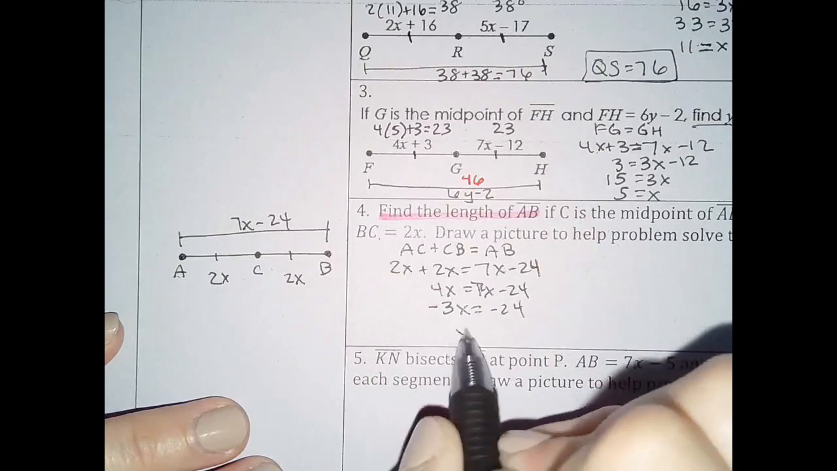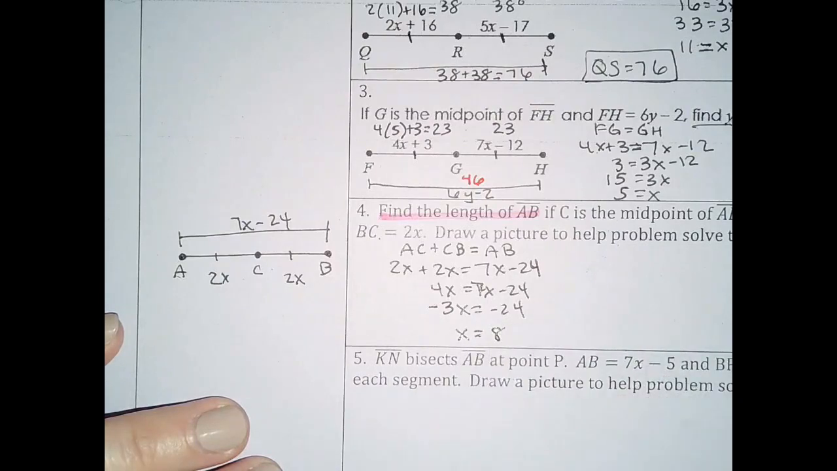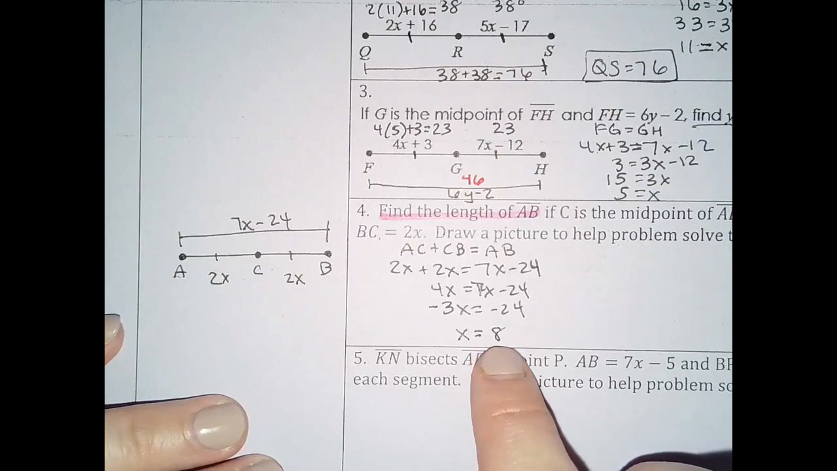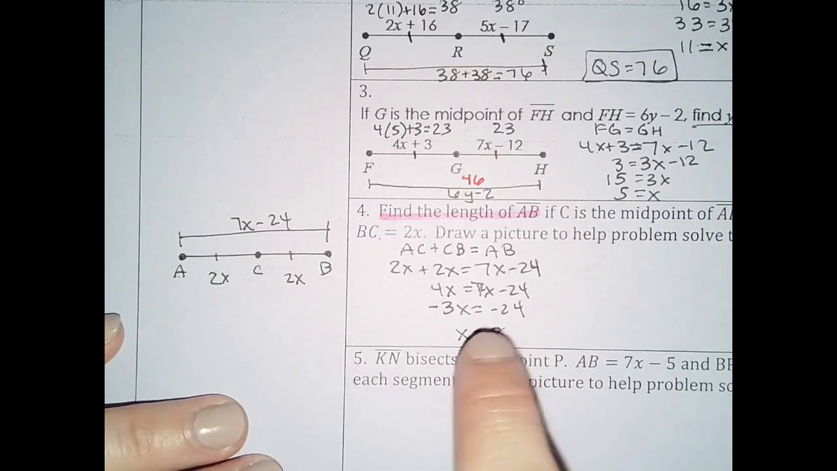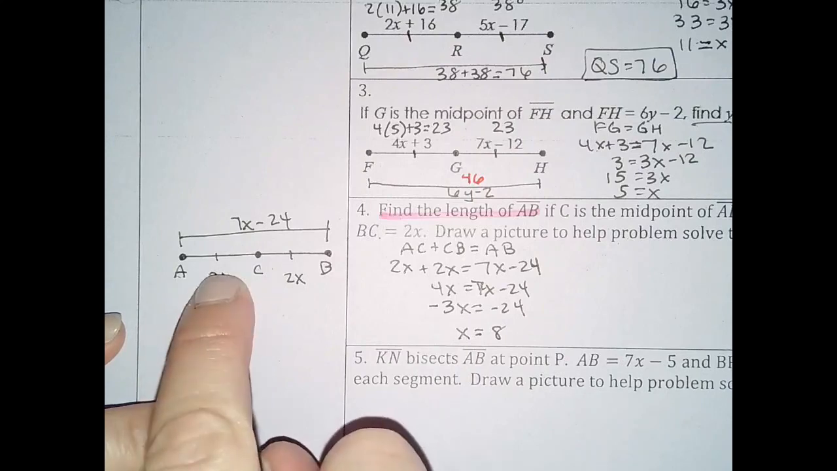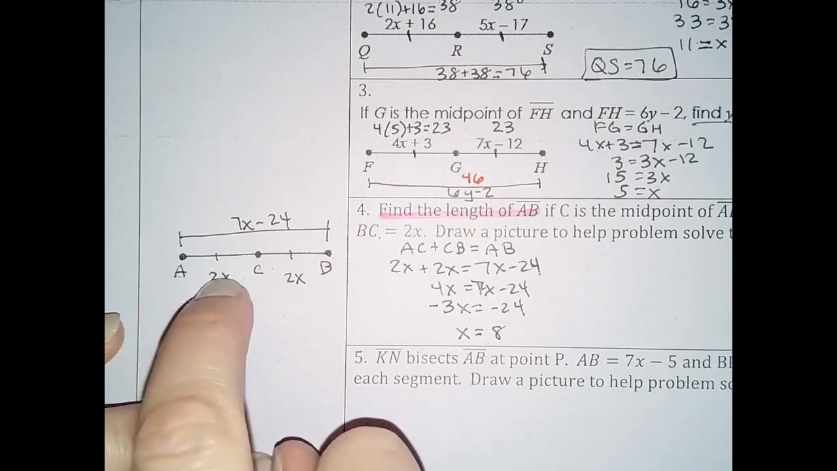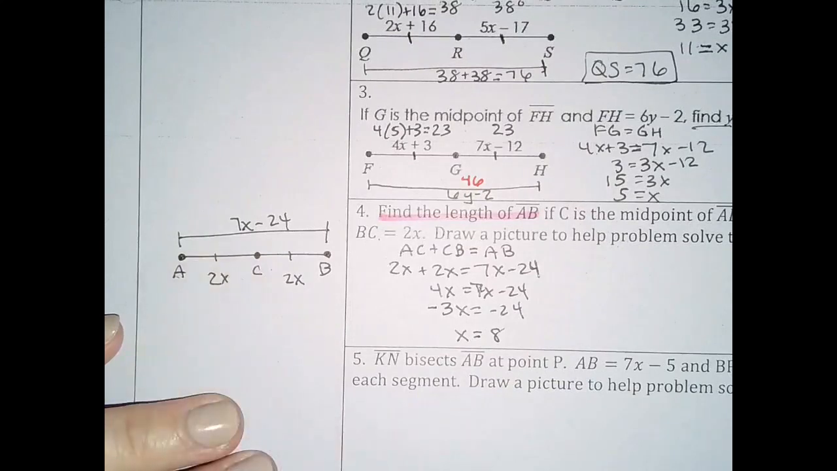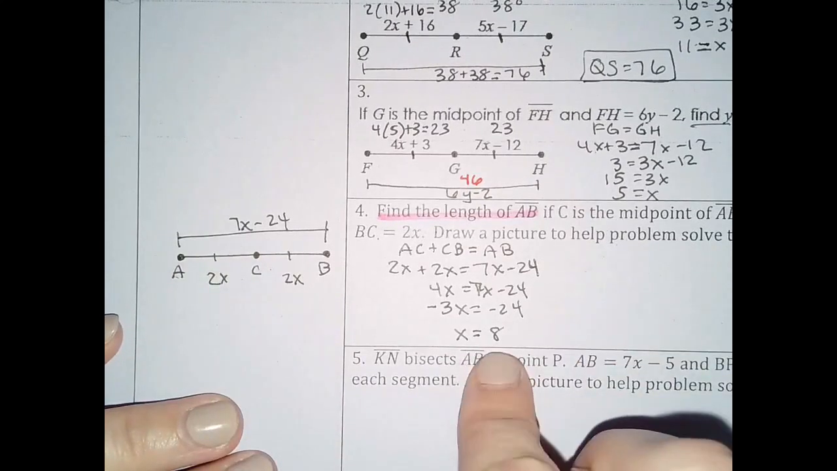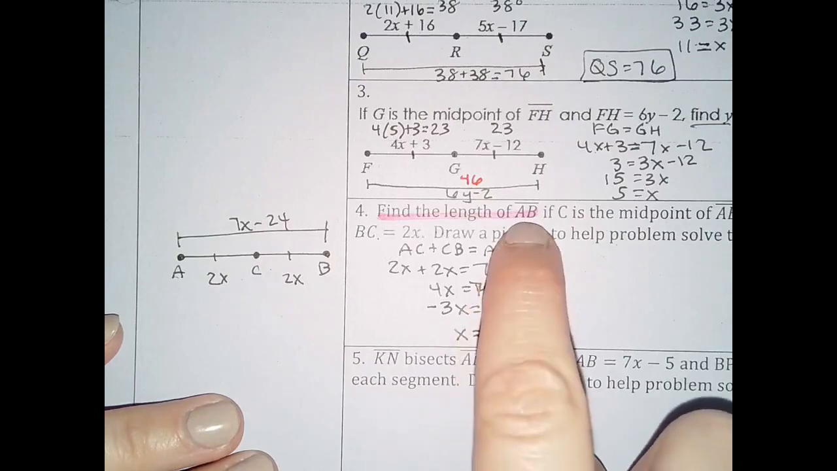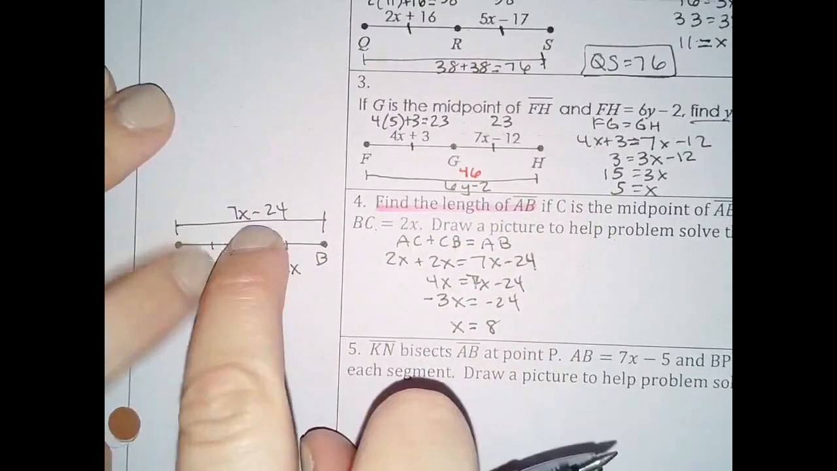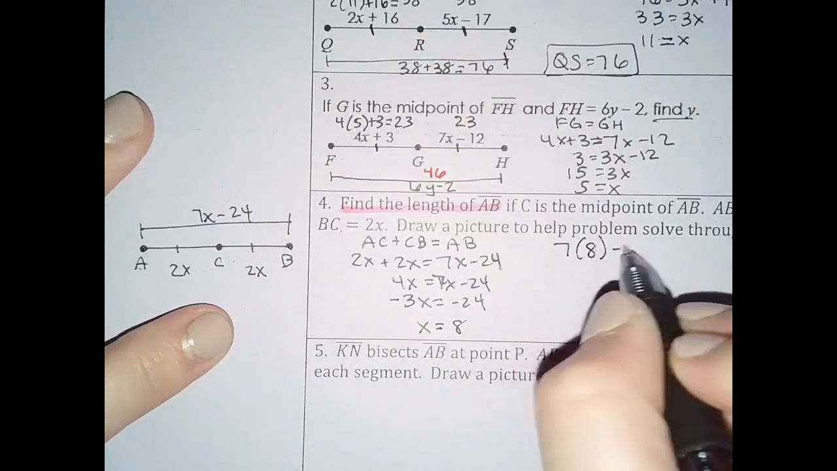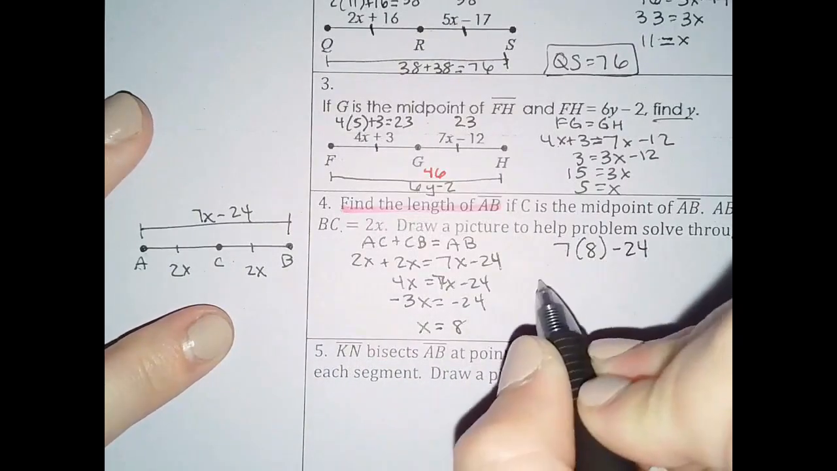Now, if we had come out with a negative 8 here, that would be fine as long as when you plug the negative into here, the segment comes out positive, because that's the length, and length cannot be negative. So we found x. Ultimately, we're trying to find AB. So here's AB, 7x minus 24. Let's plug it in. 7 times 8 minus 24. So AB, 7 times 8 is 56, minus 24 is 32.